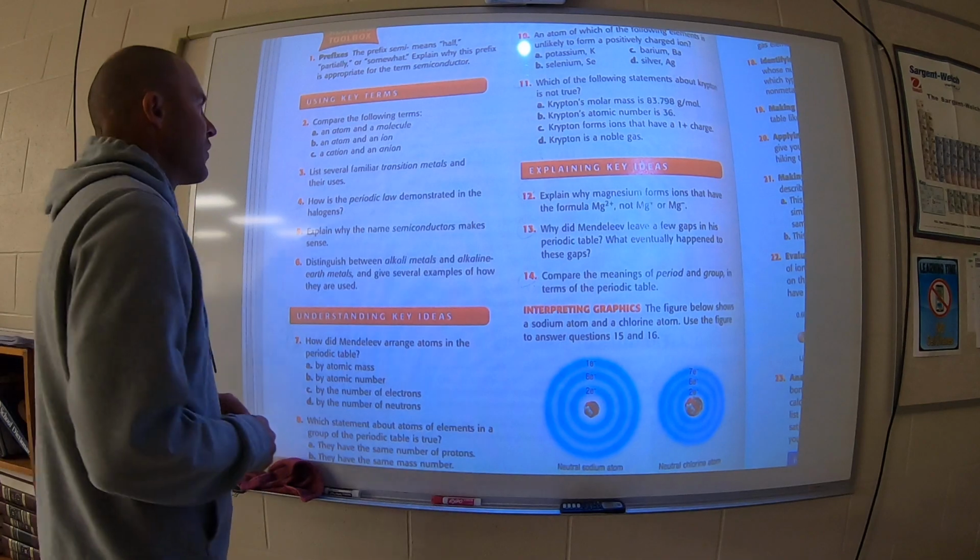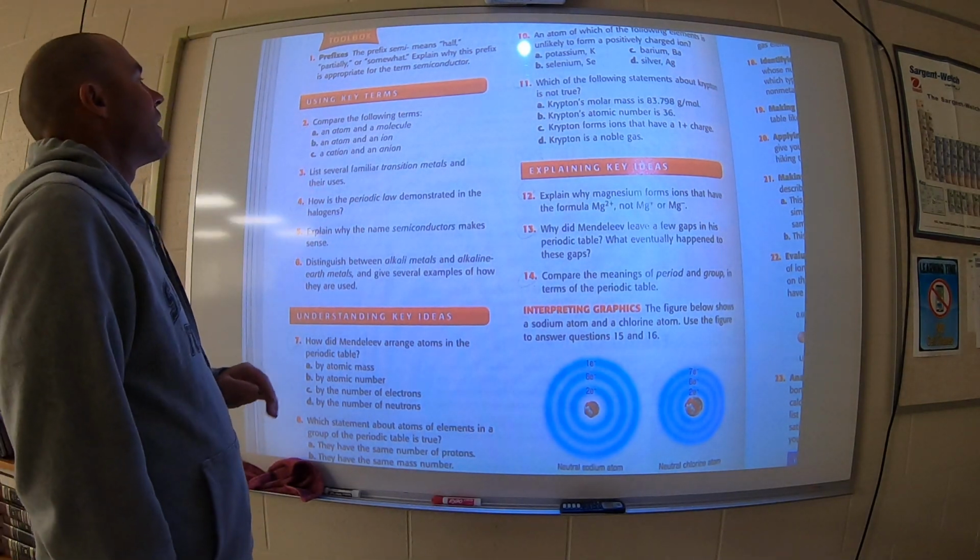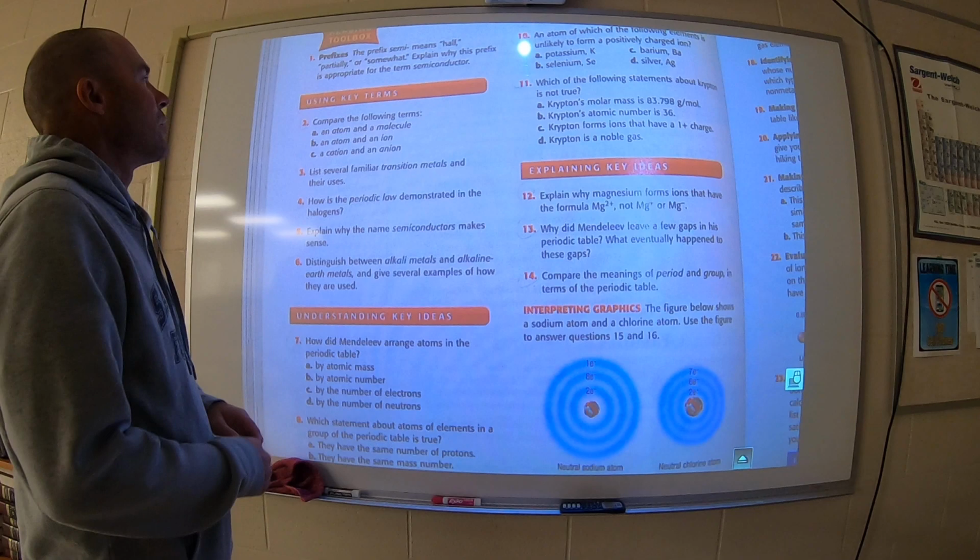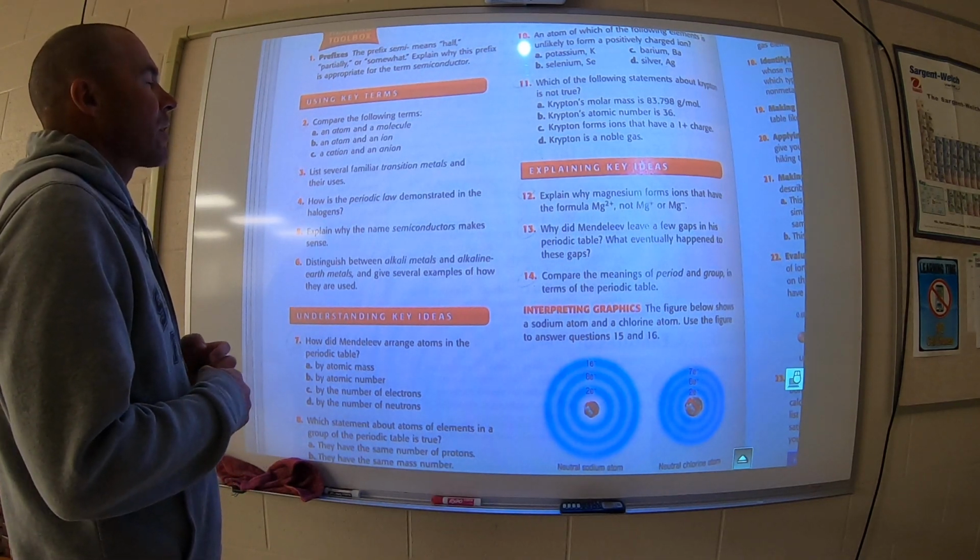All right, the chapter 5 review from the book. We're going to go through this real quick. So starting with number 2, compare the following terms: an atom and a molecule.